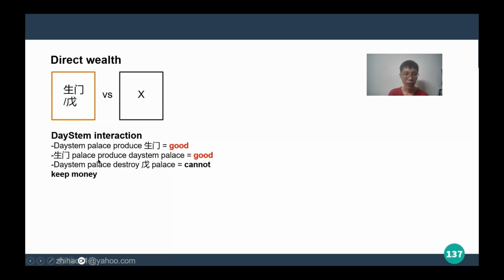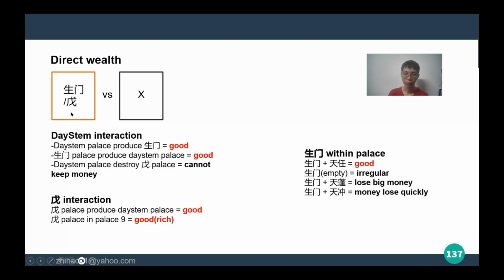But if it is a day stamp that is destroying the 物 or the 物 palace, that means that the person cannot keep money. Let's look at the 物 interaction with the day stamp palace. So if it produces the day stamp palace, it is a good sign. Or if it is a 物 palace, which happens to be in palace 9, it is a very, very good sign.